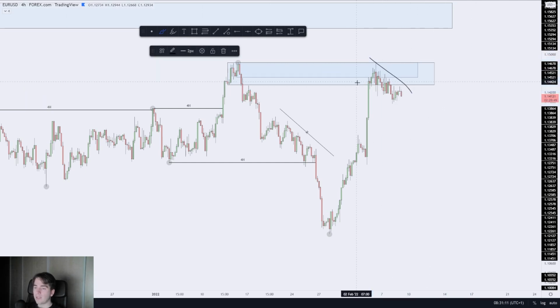Most of the time when you see this descending price action, which is choppy, it leads up to or is the build up to a next move up higher. So just keep that in mind when trading. However, I'm not going to be longing anywhere from here.